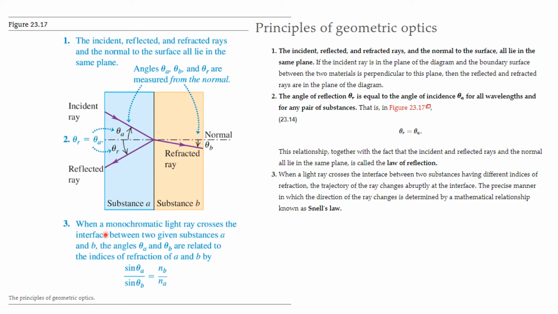And so here's what Snell's law says. When a monochromatic, that means a single color, single frequency light ray crosses the interface, the boundary between two given substances, A and B. This is substance A, that's substance B. Then the angles theta A and theta B, so theta A is this one measured to the normal, and this is theta B measured again to the normal, are related to the indices of refraction of A and B by the sine of theta sub A over the sine of theta sub B is equal to the index of refraction of substance B divided by the index of refraction for substance A. That is going to be called Snell's law.